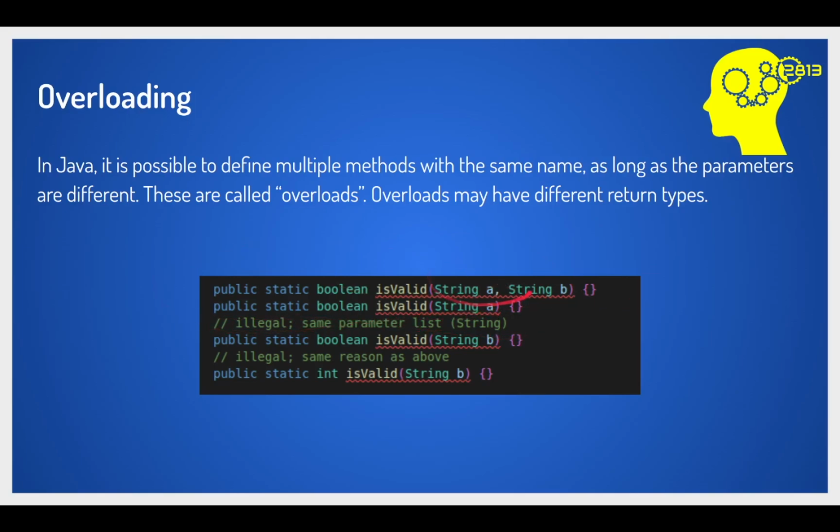And this takes in a string and a string, so it has a different parameter list than this. But these three all take in a string. It doesn't matter that this has a different name, and this has a different name, or that this one returns a different thing. They take the same parameters, so Java can't know which one you mean.